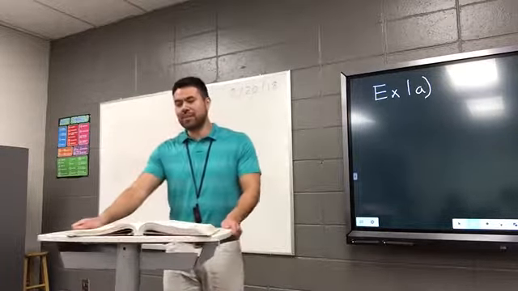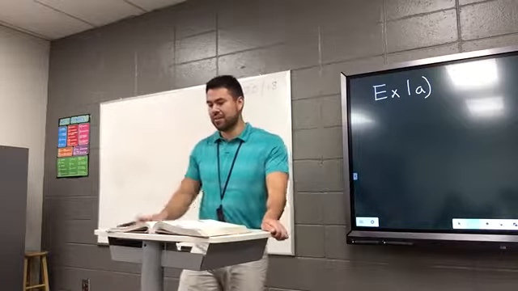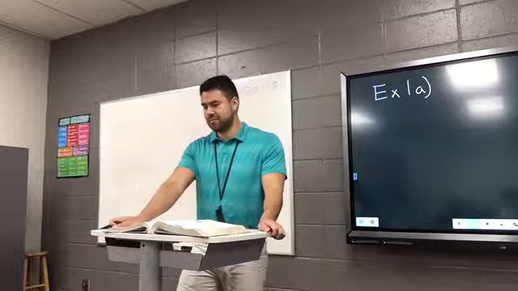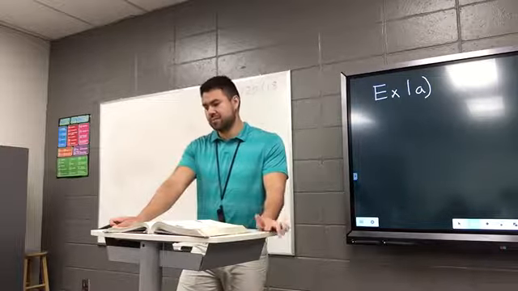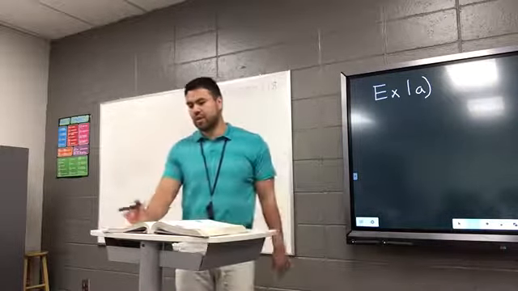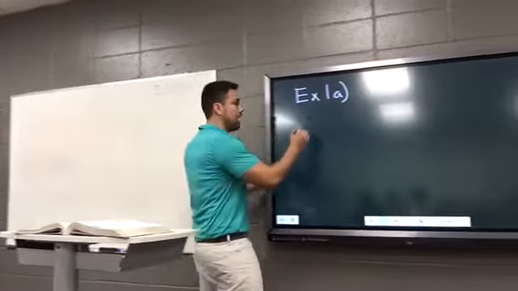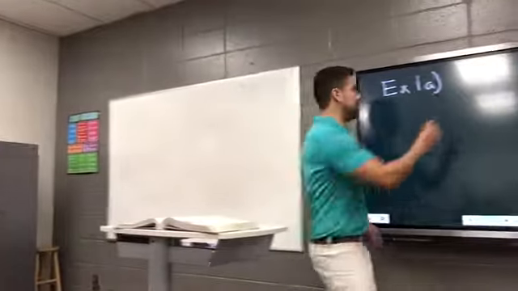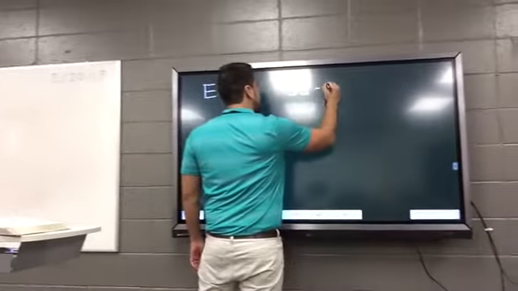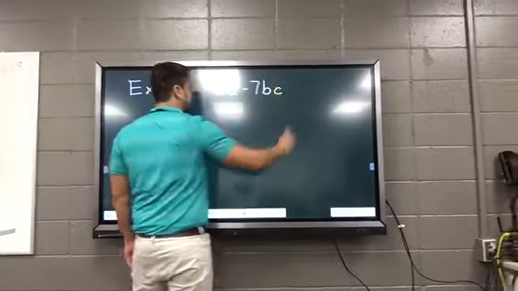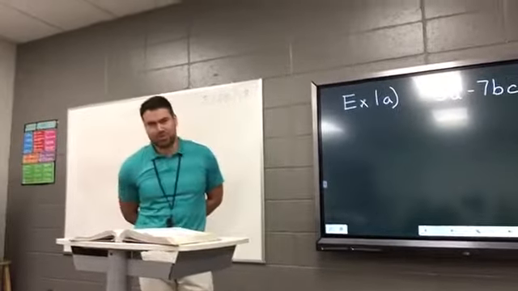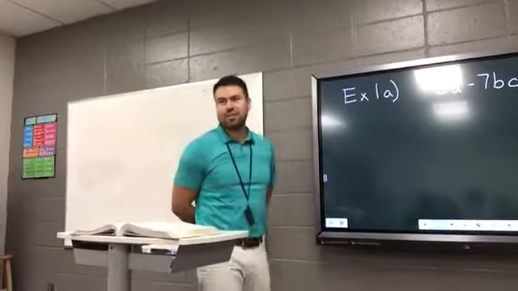Okay, someone read example 1's instructions, please, because that's going to tell us what to do. Okay, Nate, can you read example 1? Whether each expression is a polynomial, if it is a polynomial, identify it as either monomial, binomial, or trinomial. Okay, so here on A, we get 3a minus 7bc. Can somebody tell me what the terms are in this expression?